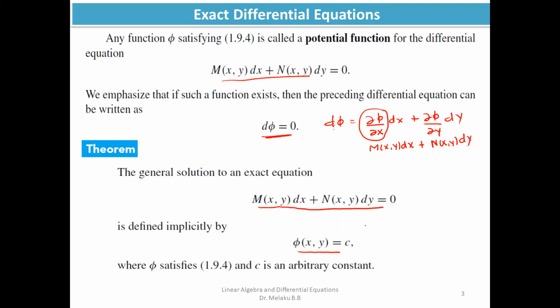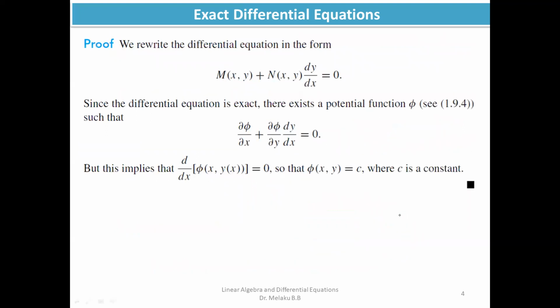Why is that? Because we have said that d phi is equal to 0. If the derivative of a certain potential function is 0, it means the potential function is constant. This is true, and the proof is easy. It is like what I told you: upon dividing both sides by dx, we obtain the same thing.